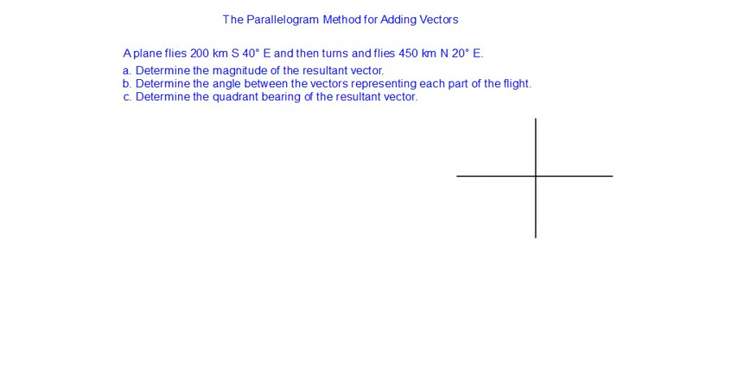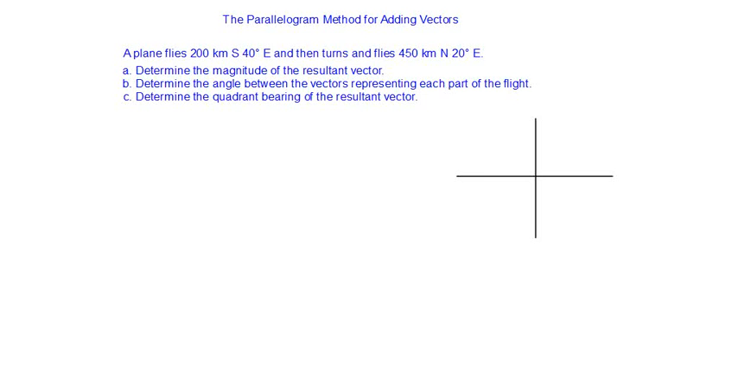In this video, we'll look at using the parallelogram method for adding vectors. So we'll work through an example so you can see how this works. The example is that a plane flies 200 kilometers south, 40 degrees east, then turns and flies 450 kilometers north, 20 degrees east. Our first question is to find the magnitude of the resultant vector.